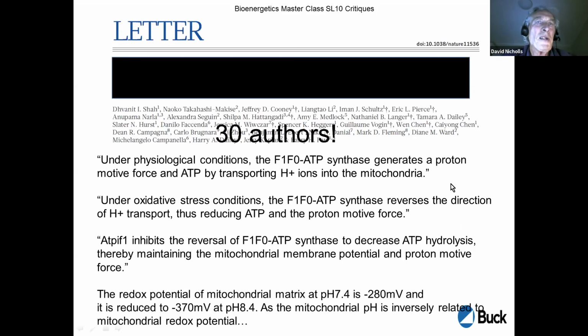The redox potential of the mitochondrial matrix is minus 280 millivolts. What does that mean? The matrix doesn't have a redox potential. Redox couples have a redox potential. So the NADH couple has a redox potential. Disulfide thiols have redox potentials, and so on. And all of this was on the first page.